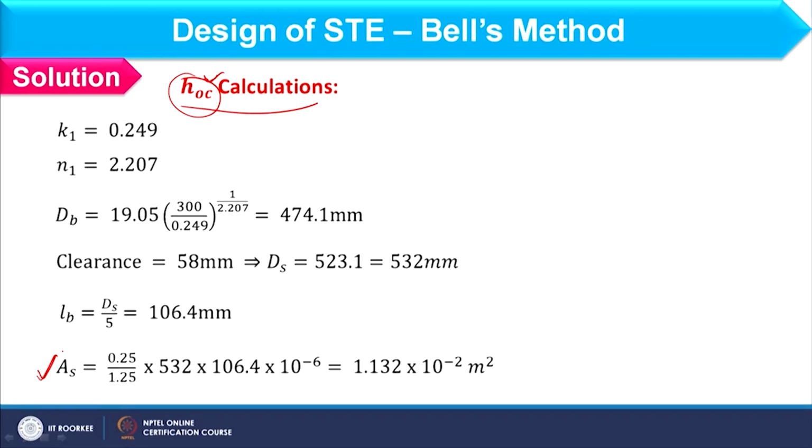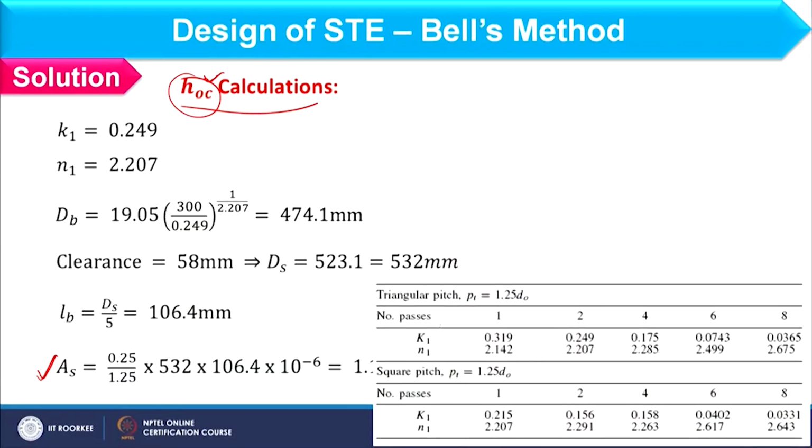dia. Okay. So, to find out shell dia we should first find out the bundle dia depending upon the arrangement and the passes. So, here I have 1 2 pass and the arrangement is triangular. So, you can consider K1 and N1 values like this, and these values can be used to find out bundle dia, because 300 tubes are given to you. So, bundle dia you have found as 474.1 mm, and then you can find out the clearance.